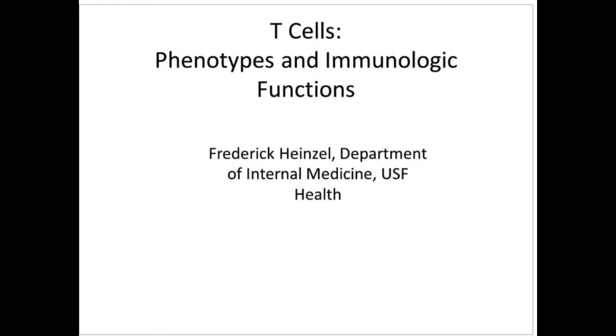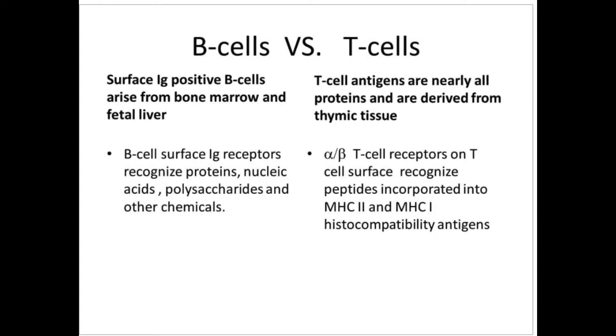Well, first off, starting at the simple part first, comparing B cells to T cells. T cells recognize T cell antigens that are almost nearly all proteins and are derived from the thymic tissue. The receptors are alpha beta T cell receptors on the T cell surface, which recognize peptides incorporated into MHC2 and MHC1 histocompatibility.